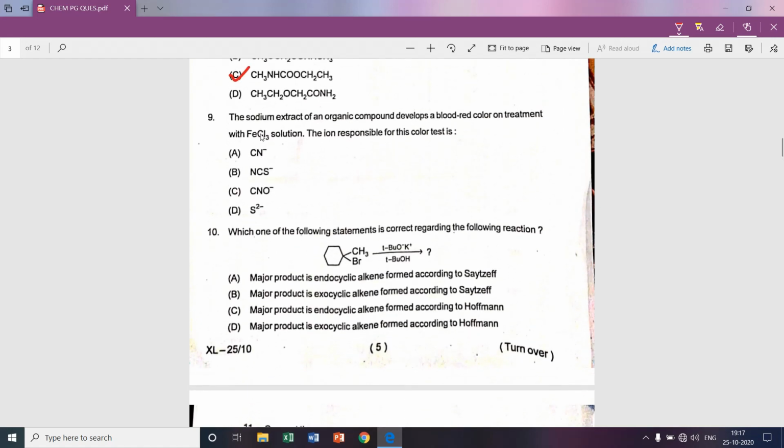Number 9. The sodium extract of an organic compound develops a blood red color on treatment with FeCl3 solution. The ion responsible for this color test is NCS minus. Option B is the right answer. This reaction is performed in Lassaigne's test, and in this test we detect the elements nitrogen and sulfur.